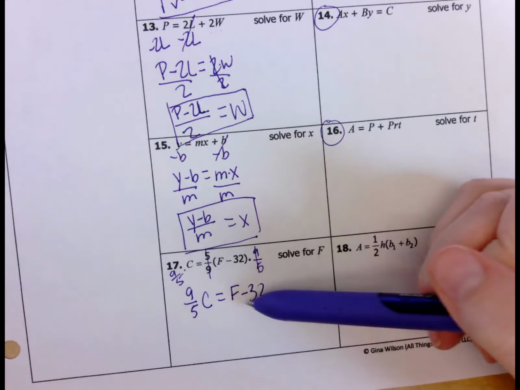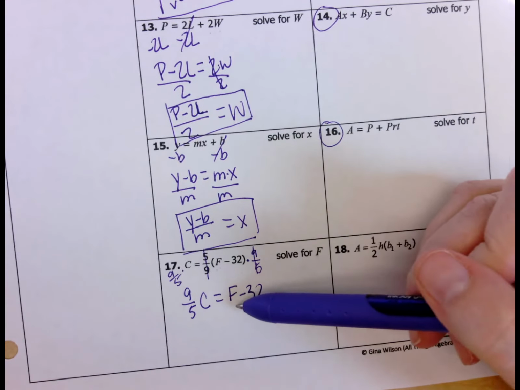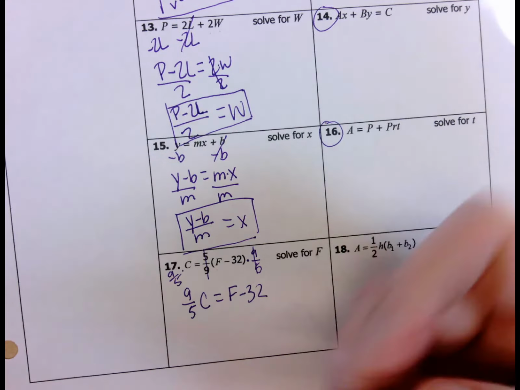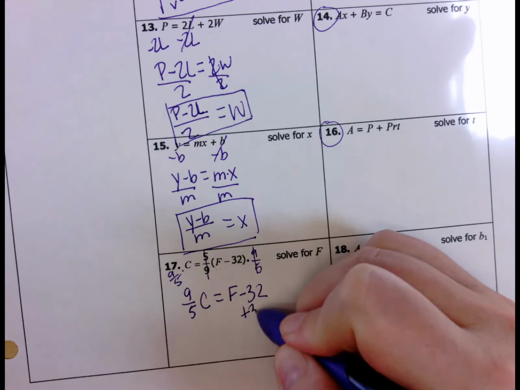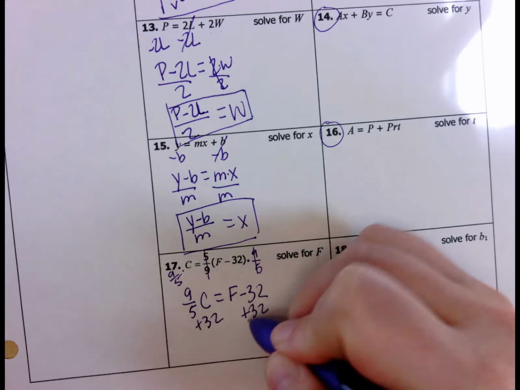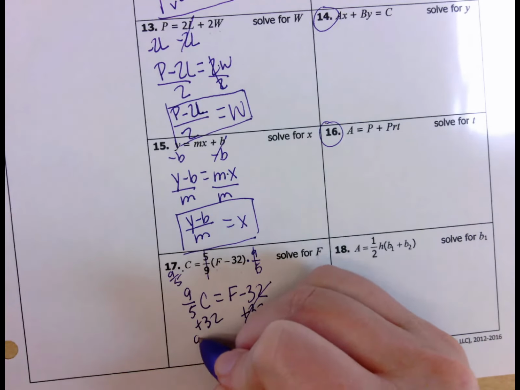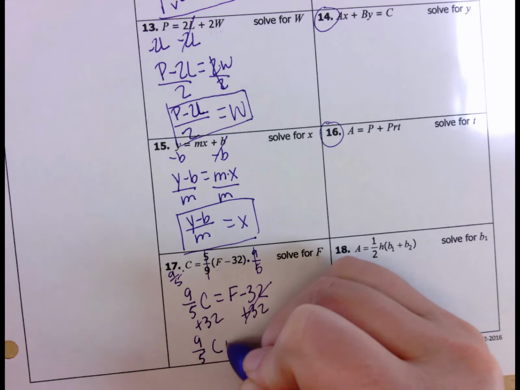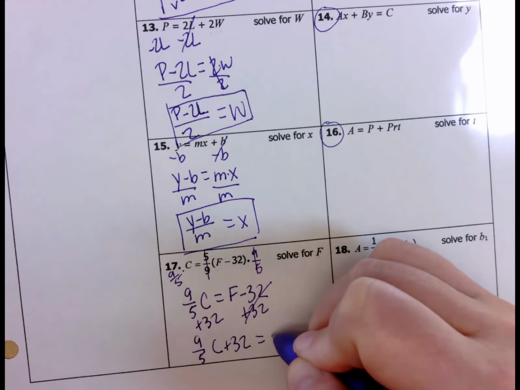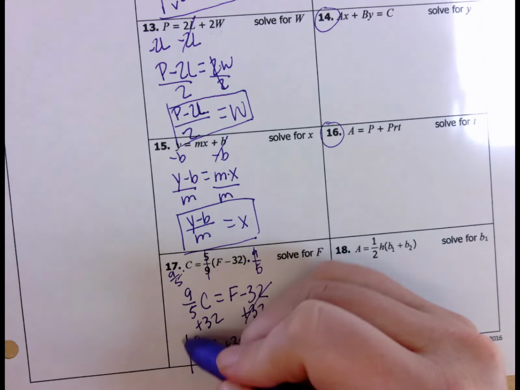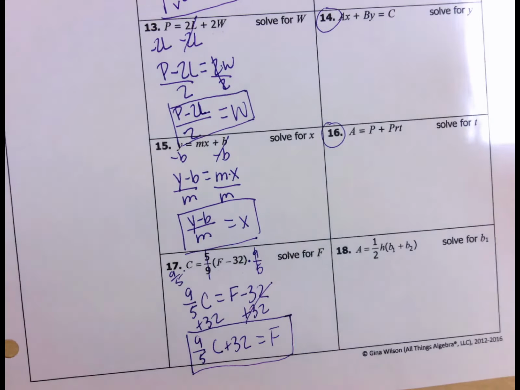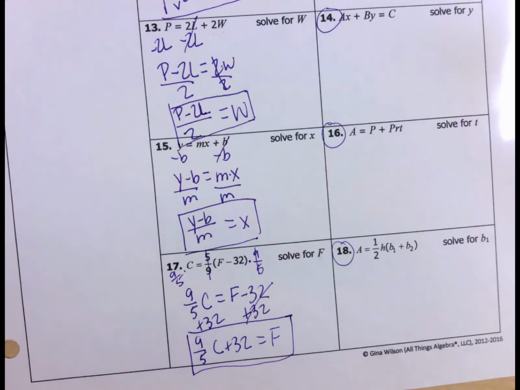Now I'm just adding or subtracting something from f. So I'm going to flip that and I'm going to undo it by adding 32. And so on the left side, I'm left with 9/5 c plus 32, and on the right side, I'm left with f. And again, I'm not simplifying anything else. I'm just using what I've been given. Okay, so use that to help you on number 18.